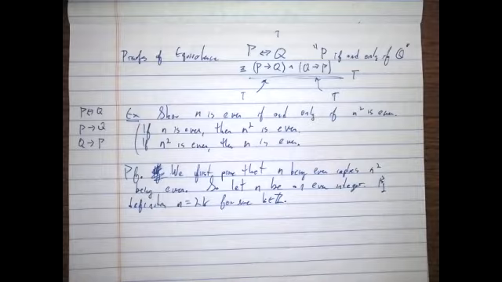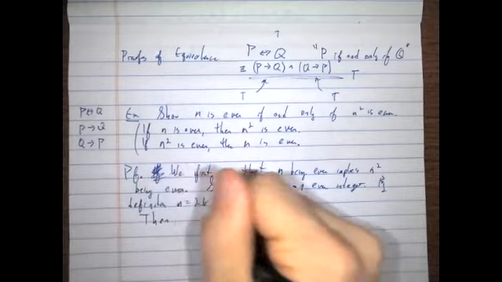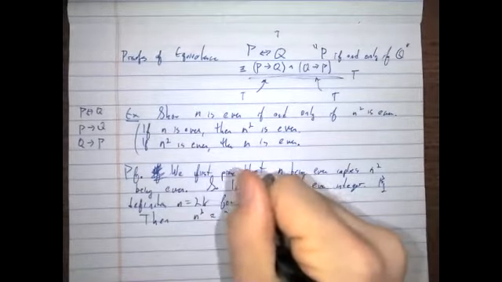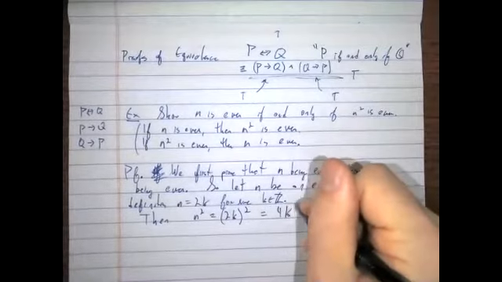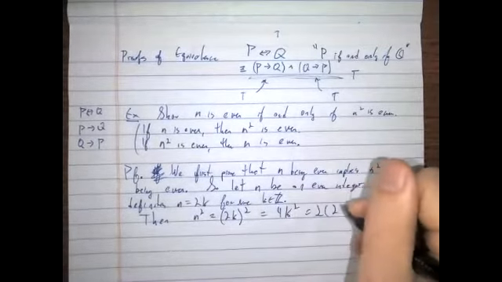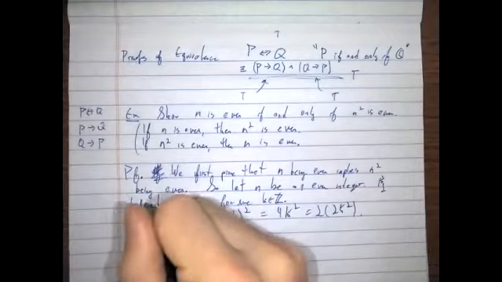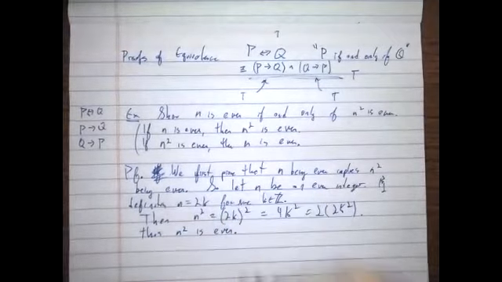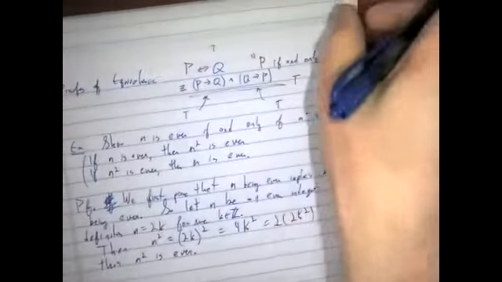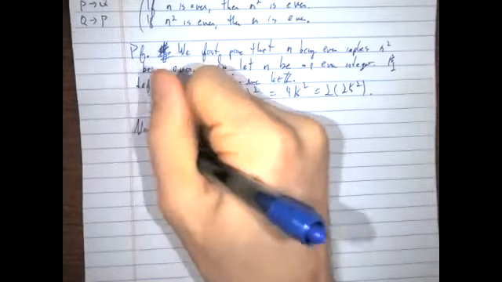Square the definition. Exactly. Then n squared is equal to 2k squared, which is equal to 4k squared, which is equal to 2 times 2k squared. Thus, n squared is even. So this completes one direction of proof. Now, to show Q implies P, we show the other direction. So now we show the other direction.